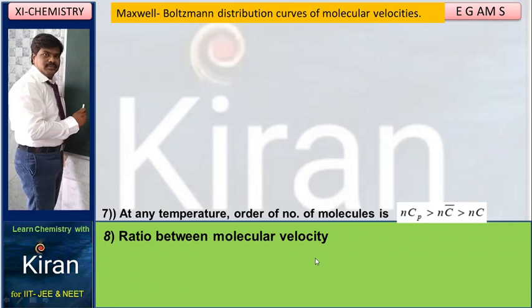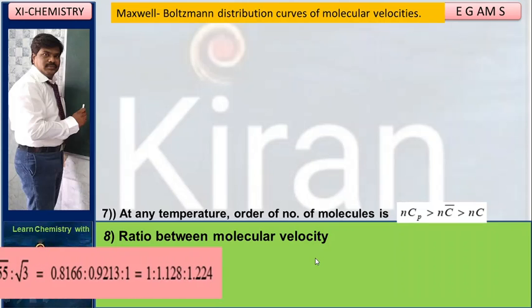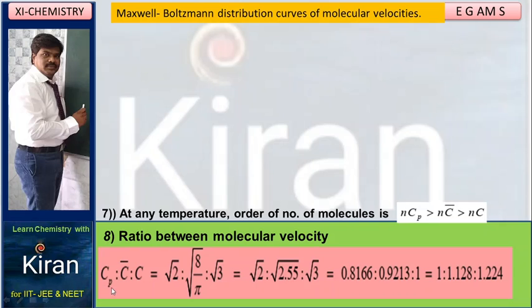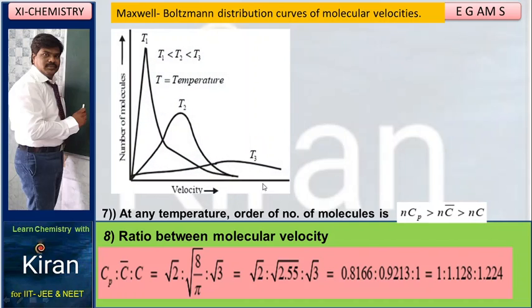Ratio between molecular velocities. When you observe, the ratio is in the following order: Cp is to C bar is to C, root 2 is to root 8 by pi is to root 3. That indicates the value finally 1 is to 1.128 is to 1.224. It means if one molecule is there, 1.128 molecules are present in C bar, average velocity molecules, and 1.224 will be RMS molecules.